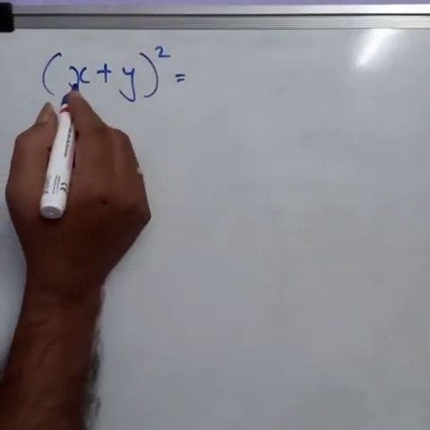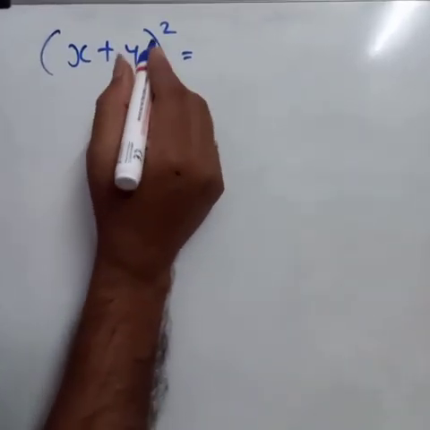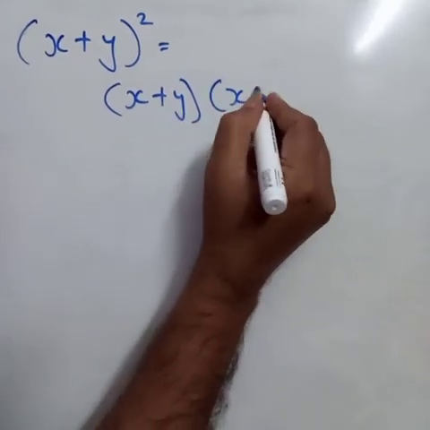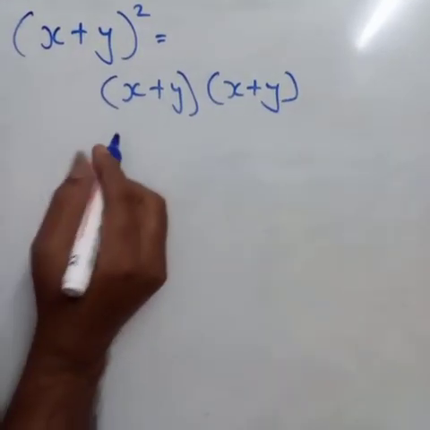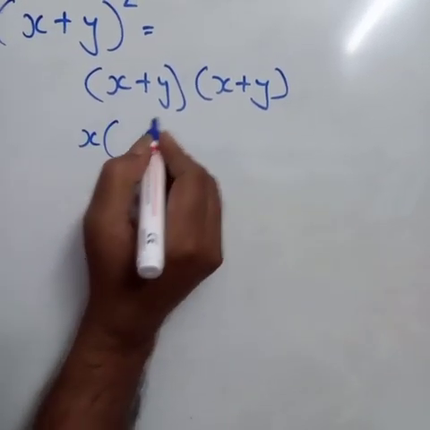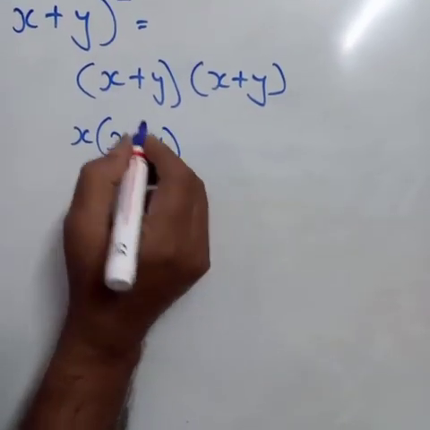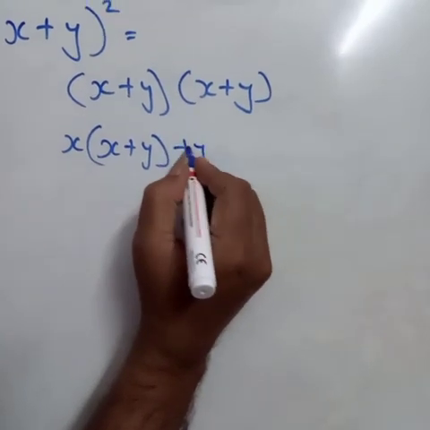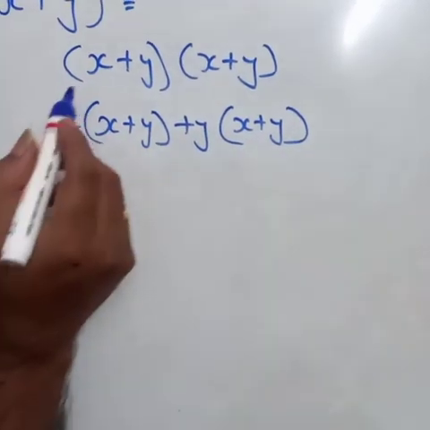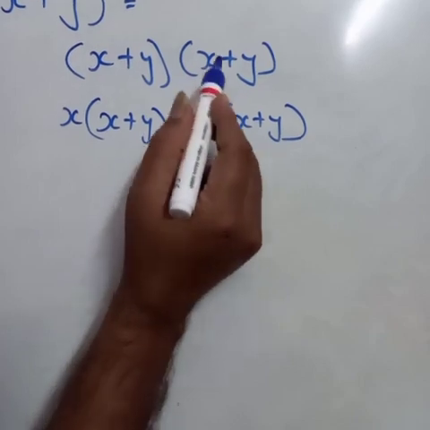Now we are going to expand this. So it is in bracket x plus y square. So it will be x plus y and x plus y. Now we are going to expand it more. So we'll take the first x from this bracket and the whole second bracket, x plus y. Then what's left? Plus y. Again we'll take the same bracket x plus y. Here we are multiplying this x with x plus y and this y with x plus y.